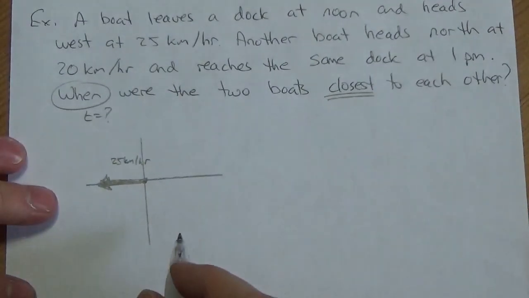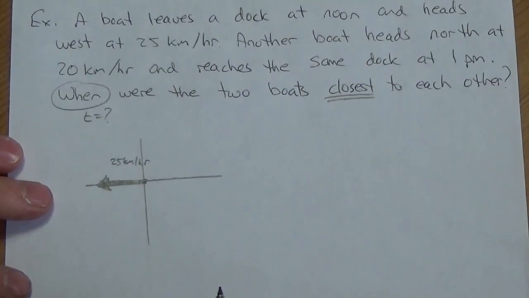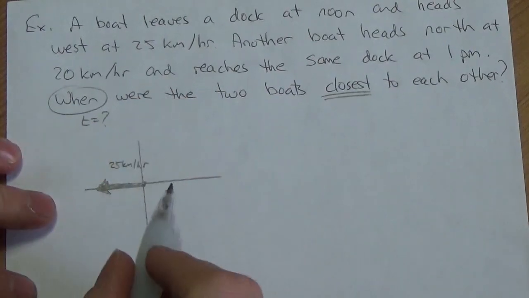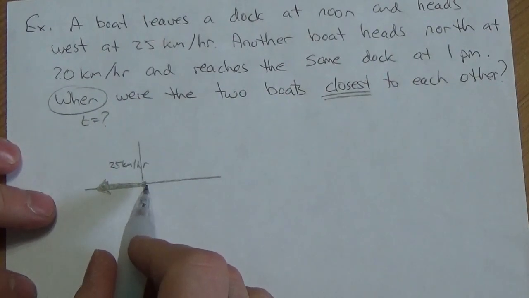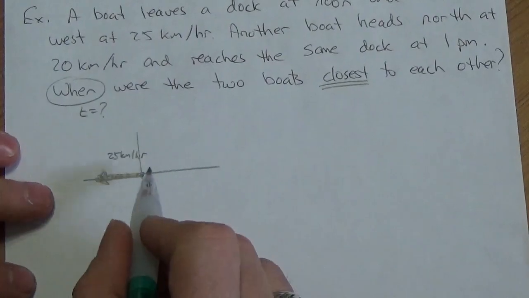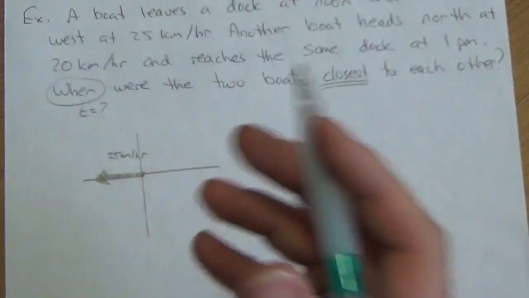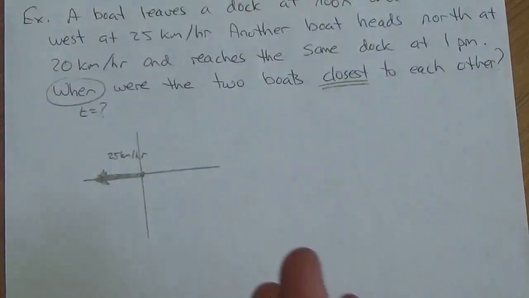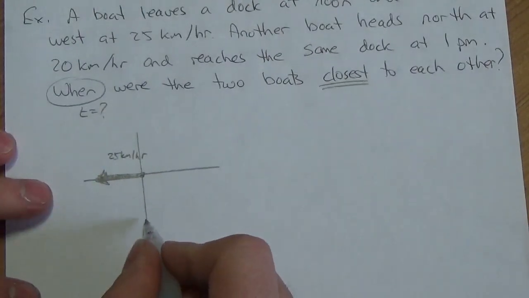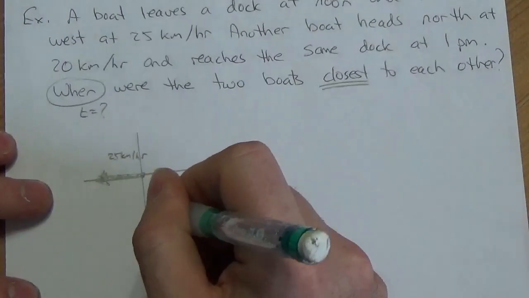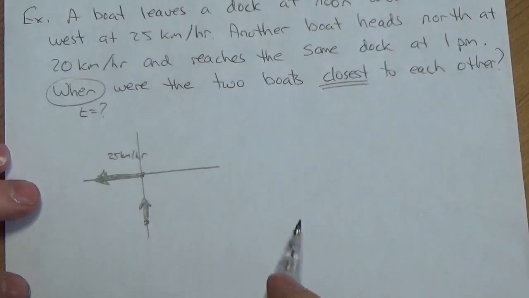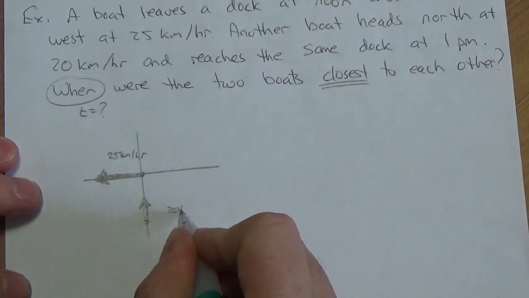Now, at the same time, another boat heads north and reaches the same dock at 1 o'clock. That is giving you some information here. First of all, if it heads north and reaches the same dock an hour later, that means it must have started down here. Don't start it at the same dock and go north and think, oh my gosh, this question doesn't make any sense. Well, yeah, because it doesn't say that it starts at the dock, it ends at the dock. So it starts down here, and the second boat goes north. Okay, now it's going north at 20 kilometers per hour.